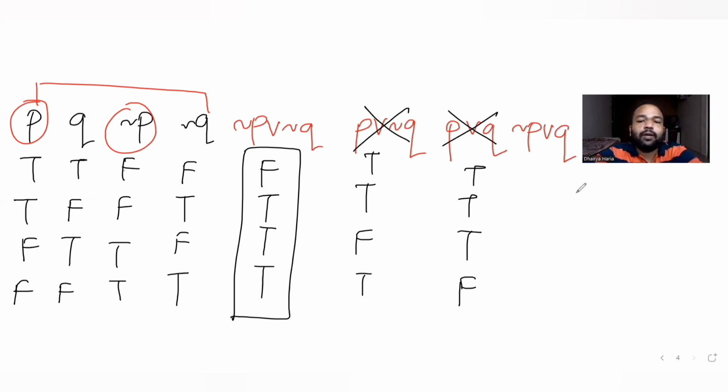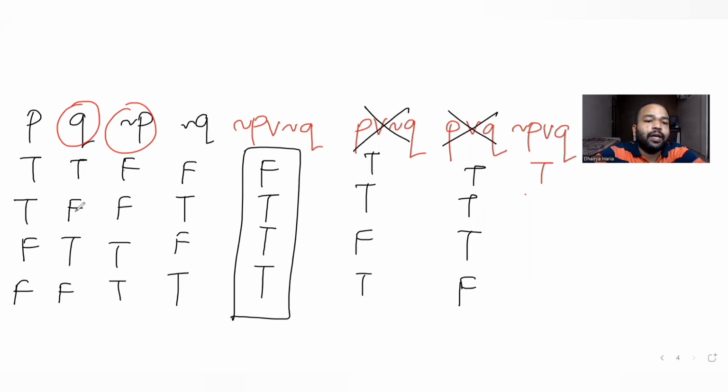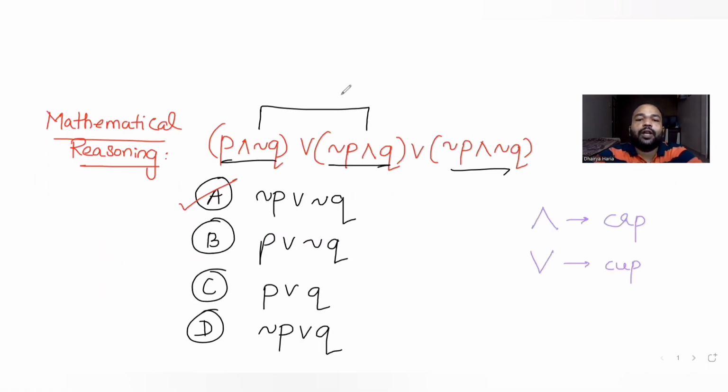So T, this is T, this is T, this is T. So everywhere here we get negation P cup Q. Negation P cup Q, we get T. Here we get F and all others T. So that also does not match with the previous outcomes. We got F, T, T, T. So it matches with only one option, that is option A. So we get the answer for the question as option B.